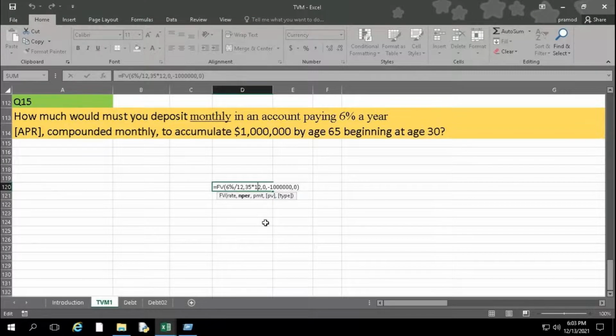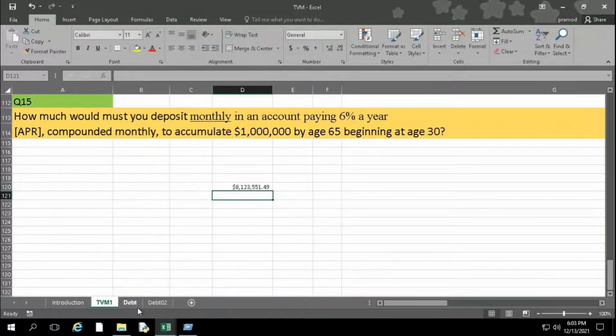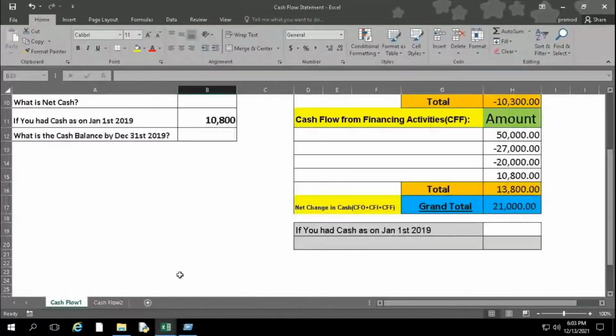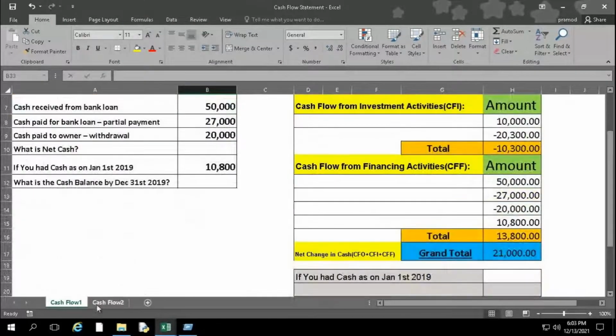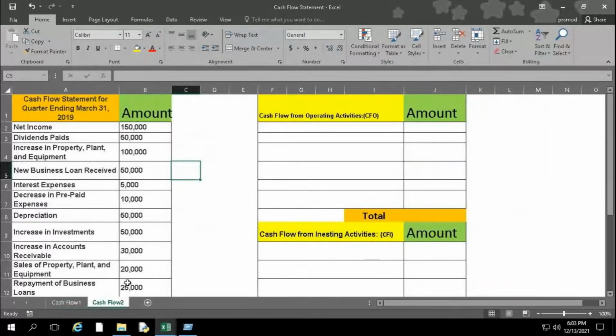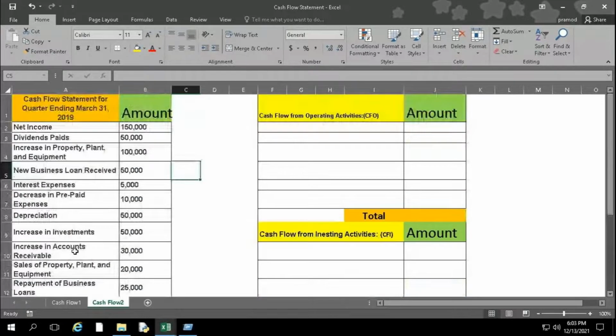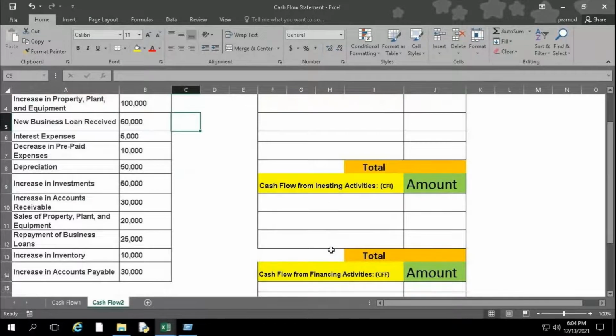In the cash flow statement, net income, should we take it, sir? Under which one, sir? Operating or investment? Operating. Dividends paid we have to take in financing activities, no, sir? Financing, yes. An increase in property, plant, and equipment means what, sir? CFI. So increase in the sense, minus or positive?